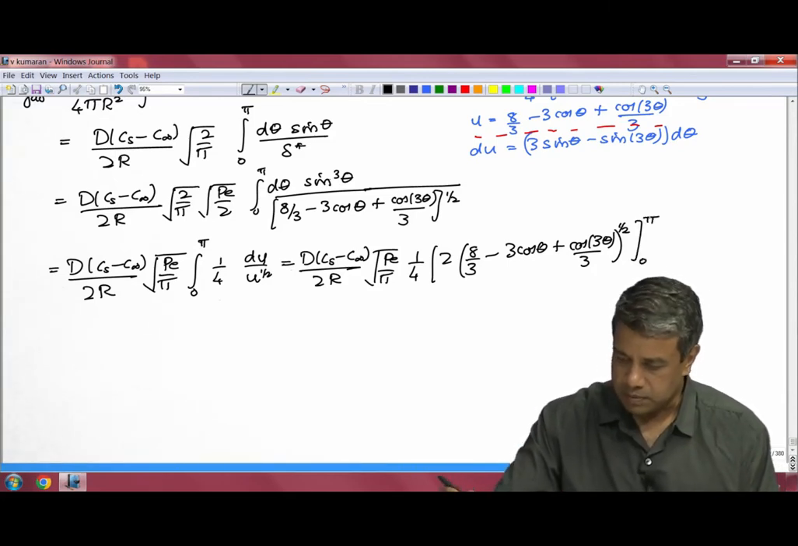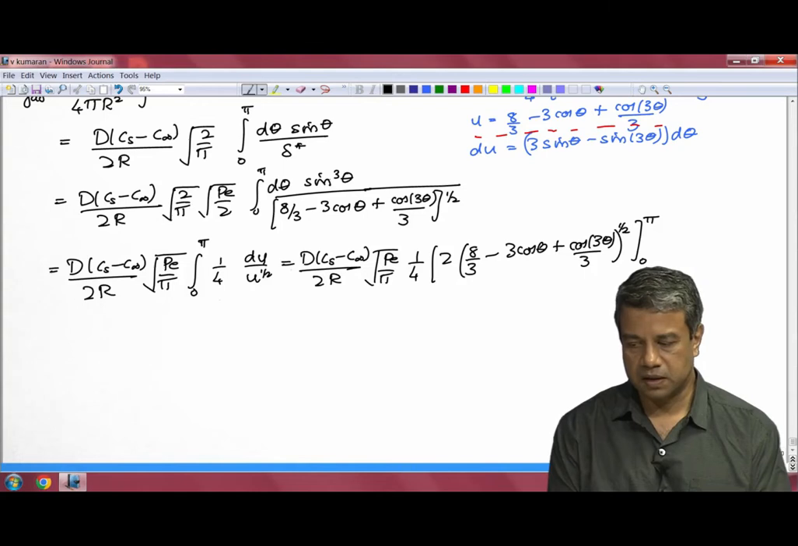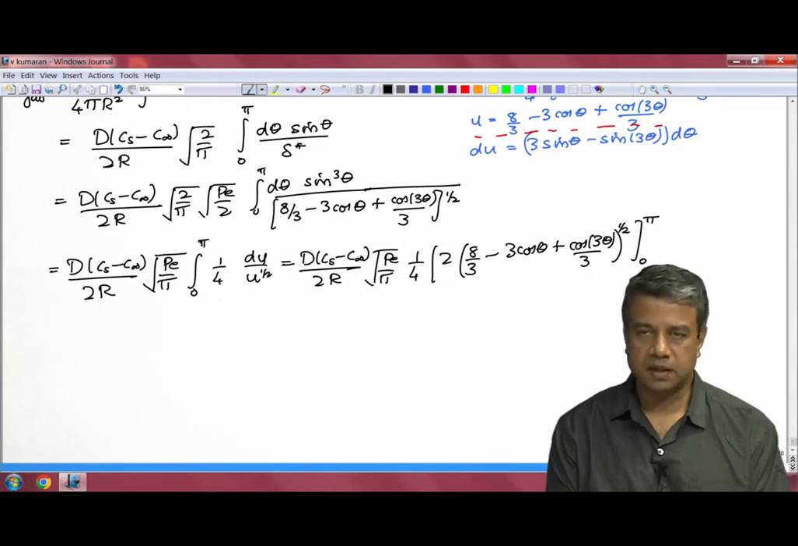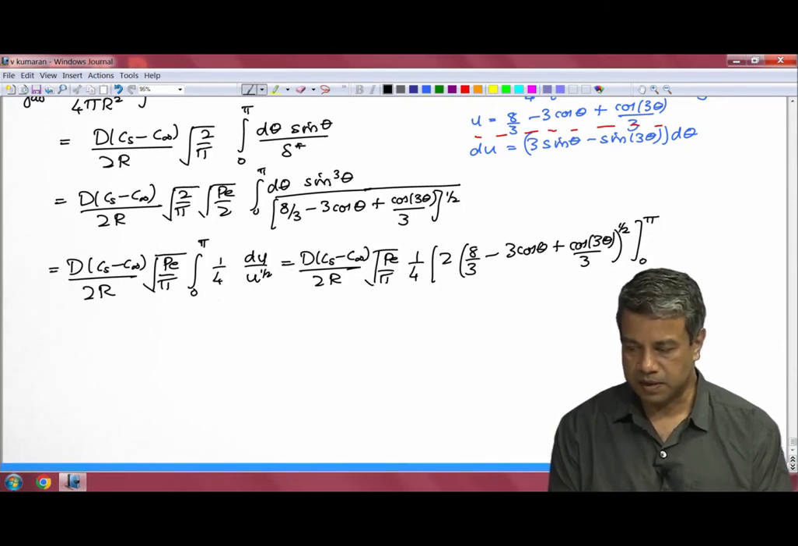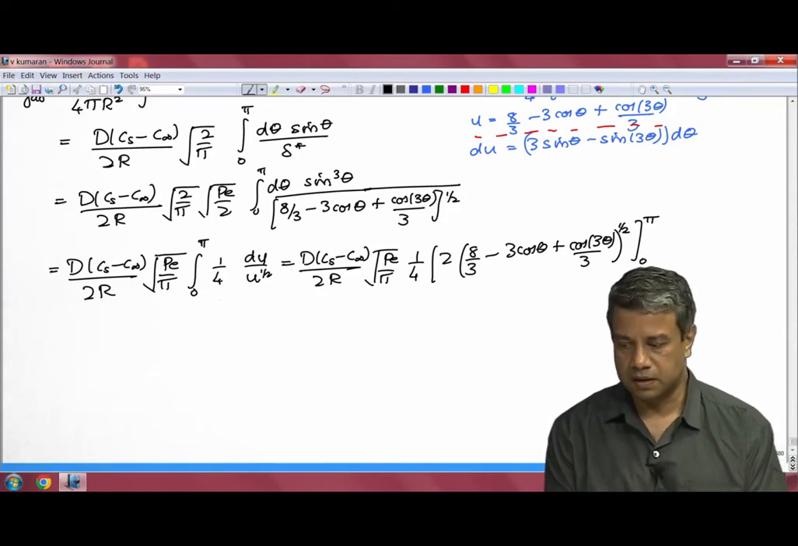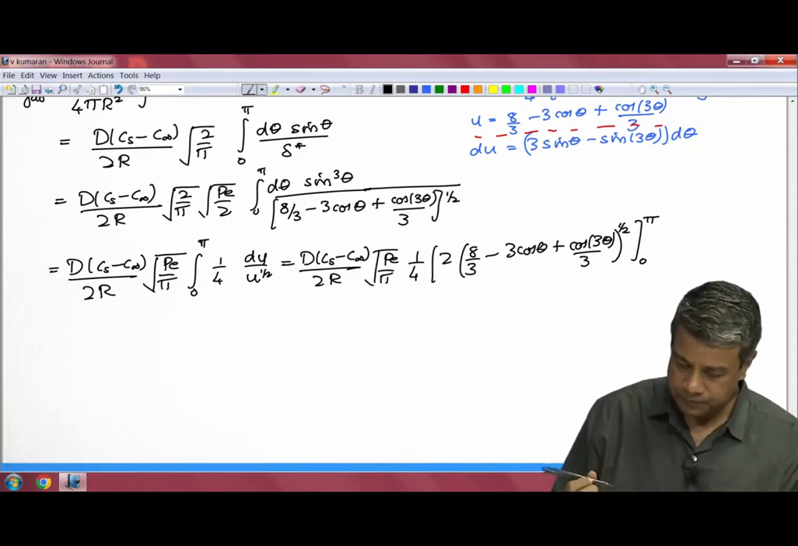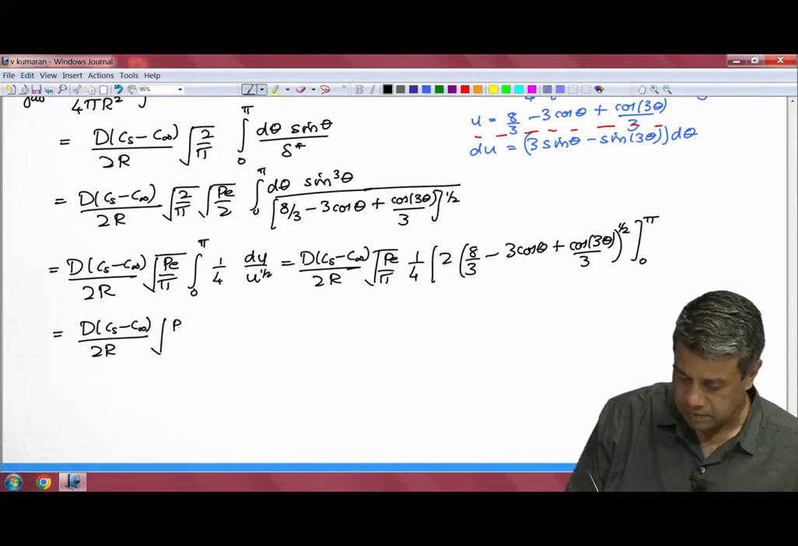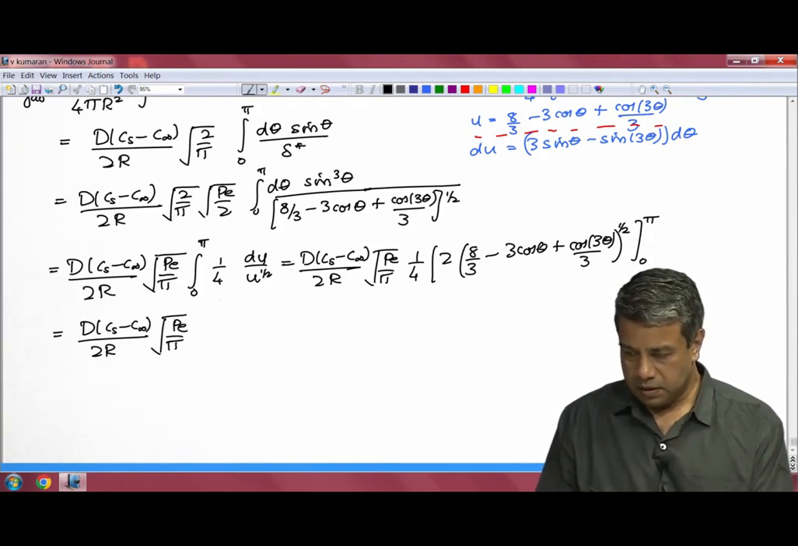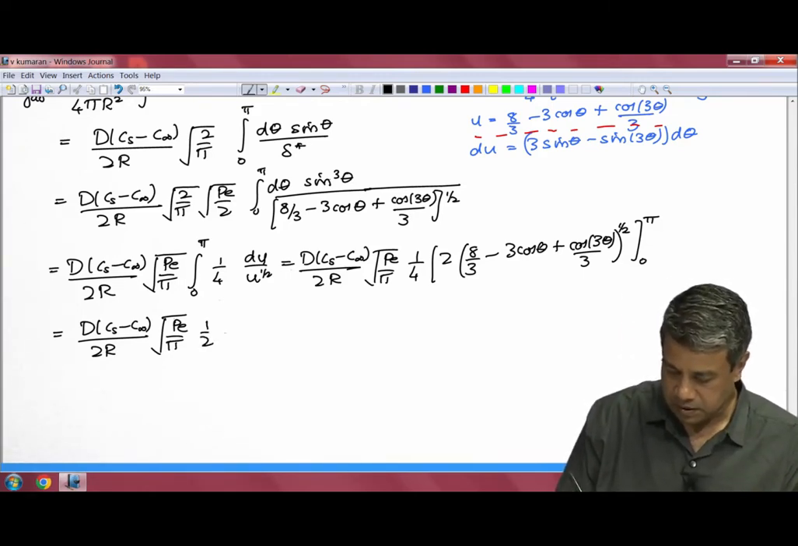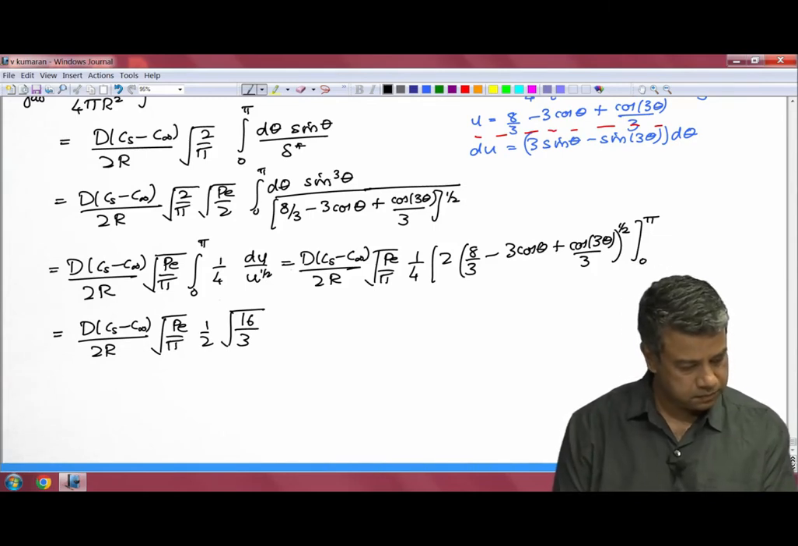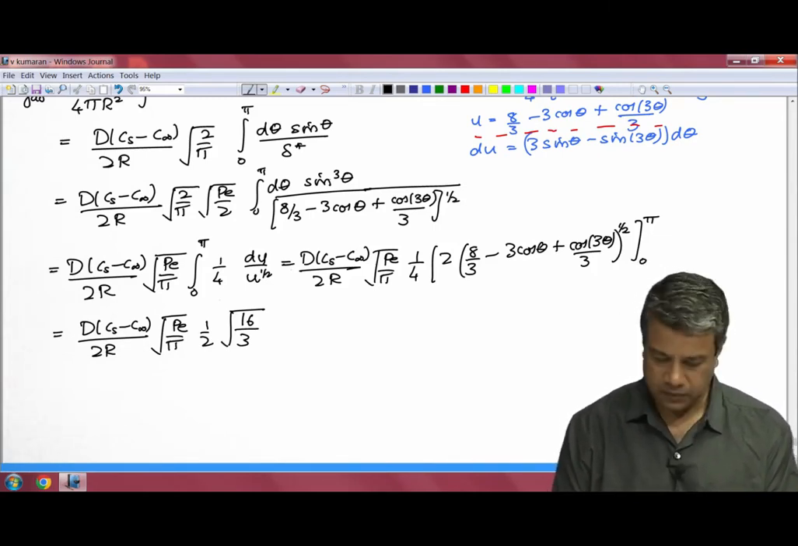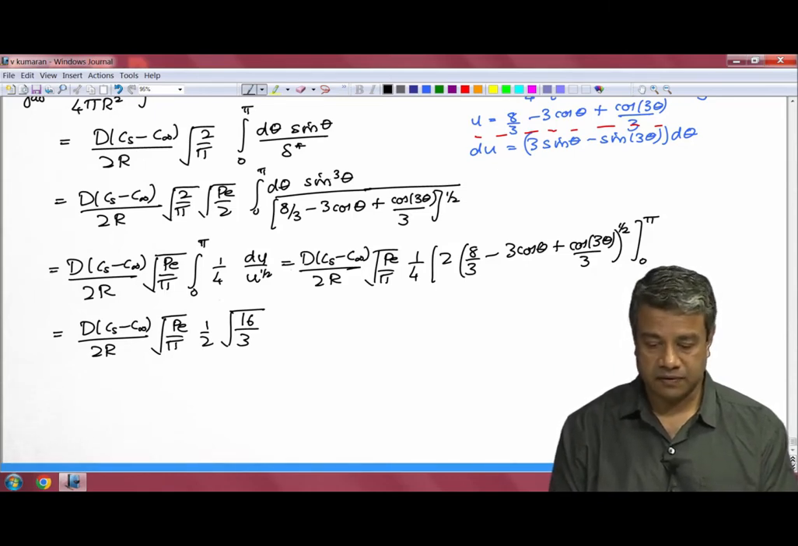This integral is from 0 to pi. At 0 this will be identically equal to 0, and at pi this will be equal to 8 by 3 plus 3 minus cos theta by 3. So, this will be basically equal to 16 by 3 whole power half. So, I will get D (Cs − C∞) by 2R root of Pe by pi, into this factor of half, into square root of 16 by 3. So, that is the final expression for the average flux.